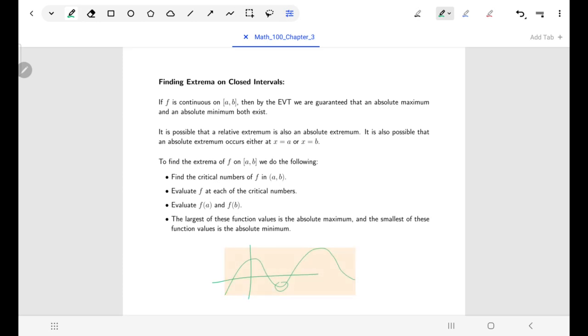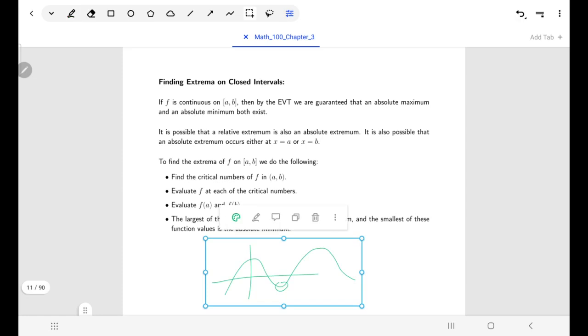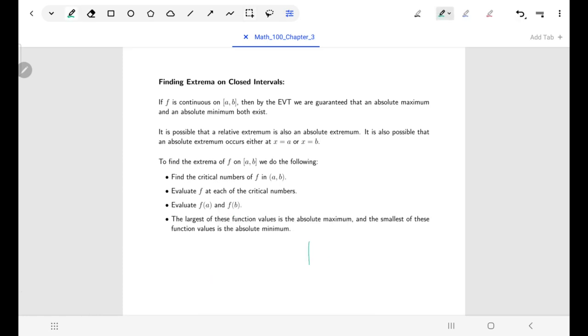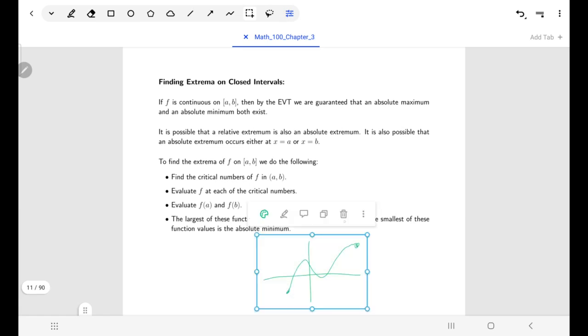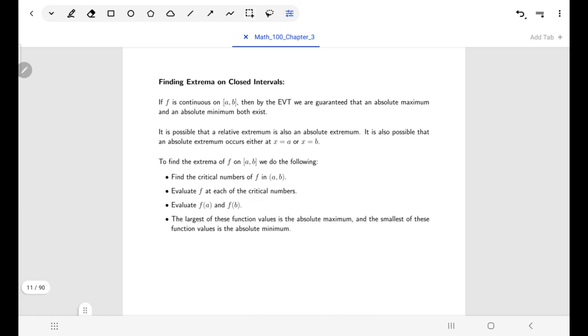Or you could have the absolute extremum happening at one of the endpoints. So if we happen to have a graph that begins at an endpoint and stops at an endpoint and has some sort of shape in between that's nice and continuous, then either the extreme value will be at one of the endpoints or it'll be at one of the hills and valleys, at one of the critical numbers. So let's do some examples.